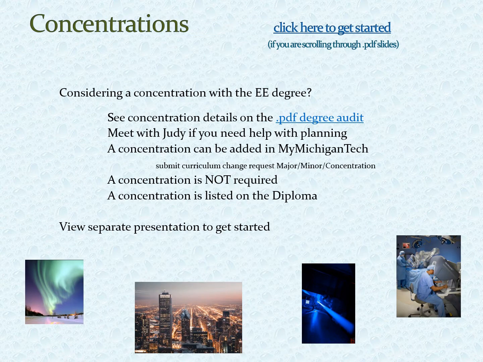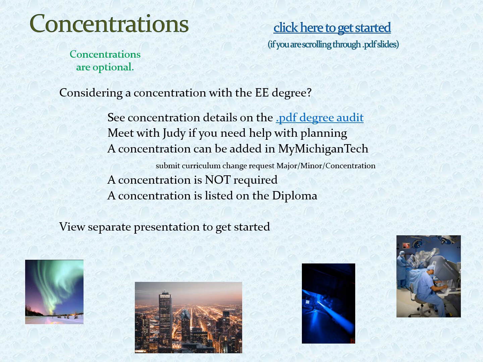We offer 5 concentrations with the EE degree. You are not required to have a concentration. A concentration is defined by a specified set of required courses and electives and will be listed on the diploma. Find the requirements for concentrations on the Degree Services website in the PDF Degree Audit Forms. Obtain a flowchart from the EE Advising page or Advising office.